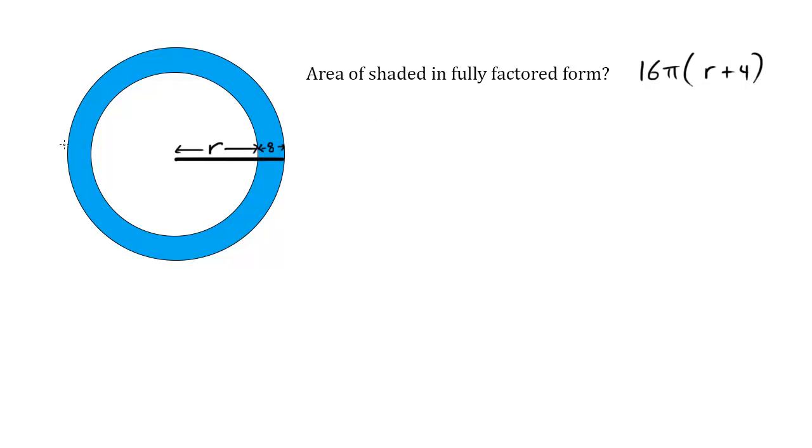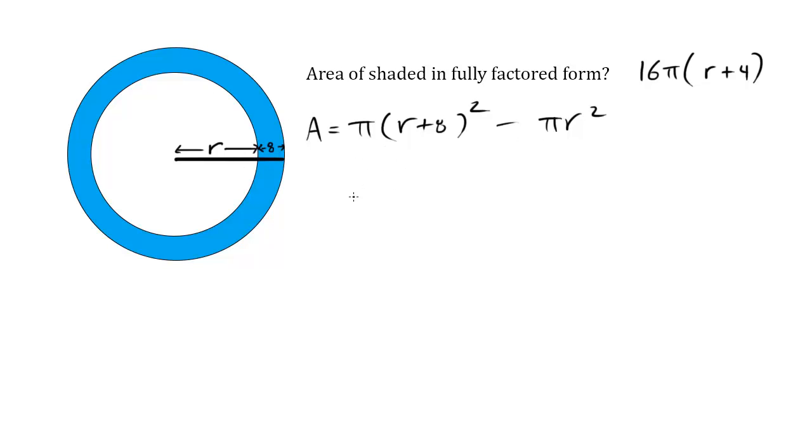So what we have is area of a circle. The entire larger circle is going to be pi r squared, where this is r and this is 8, this thin part. When you add them, you have the radius of the larger circle. So the area is equal to pi times the radius of the larger circle, which is r plus 8, squared, minus the area of the smaller circle, which is pi r squared. The radius actually is r.